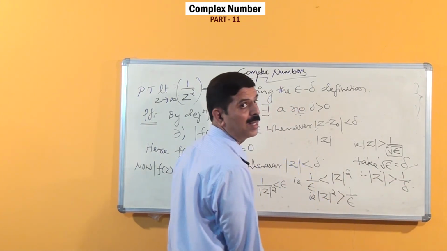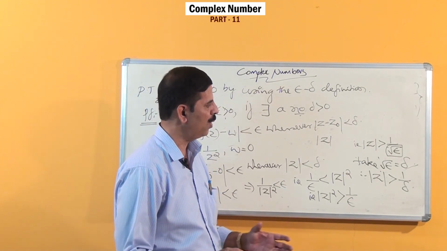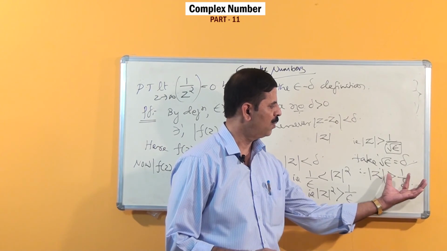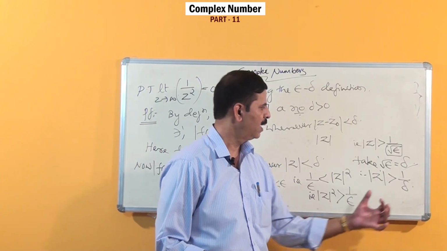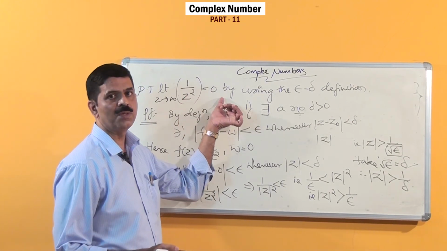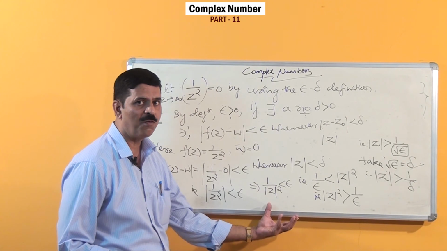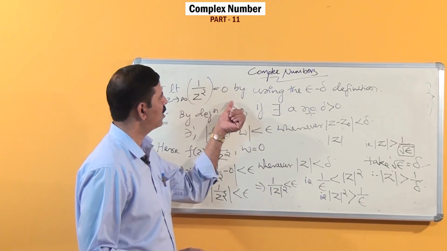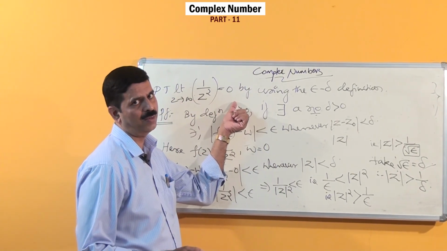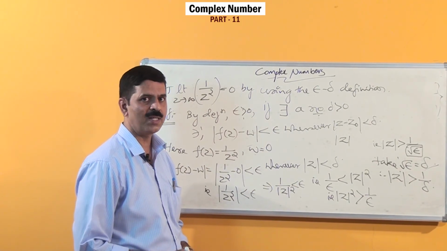Therefore, whenever you take the value of z as 1 by delta, the limit of the function tends towards 0. That is the way you justify the limit of the function. Okay, thank you. We will continue in the next class with some more problems.